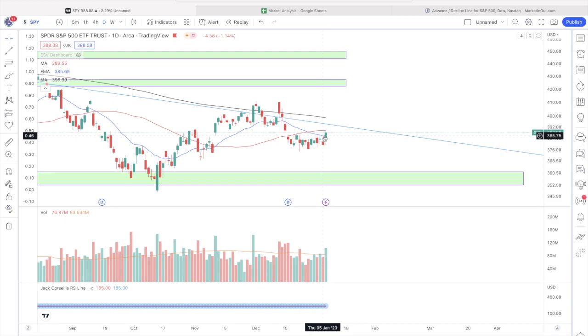What we want to see in the next subsequent trading sessions is the S&P 500 and the other major US indexes having a follow-through day. So that's for the S&P 500.